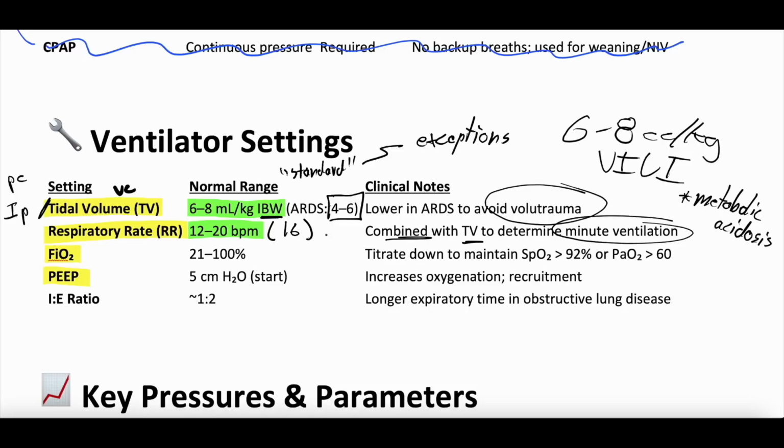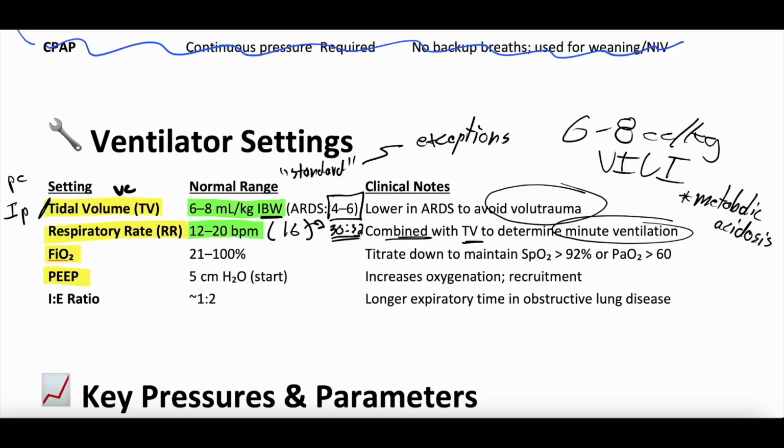You might need to crank up this respiratory rate. This can go as high as 30, 32. It depends a lot on the patient's physiology. Some patients, this is way too high. Some patients do okay with it. But yes, 12 to 20 is a normal starting rate-ish. 16 is a fair place to start.